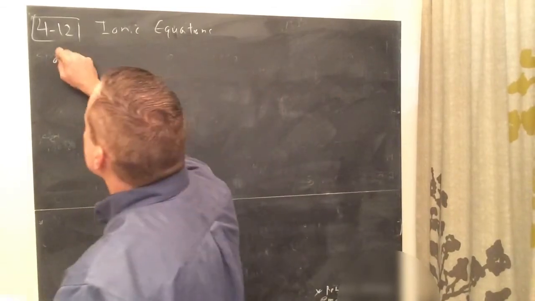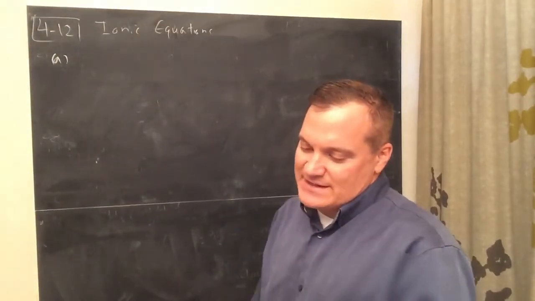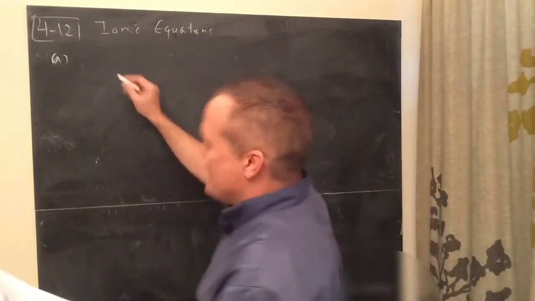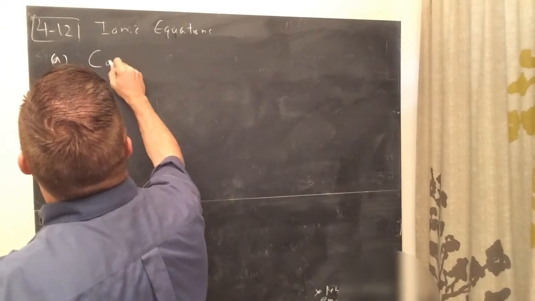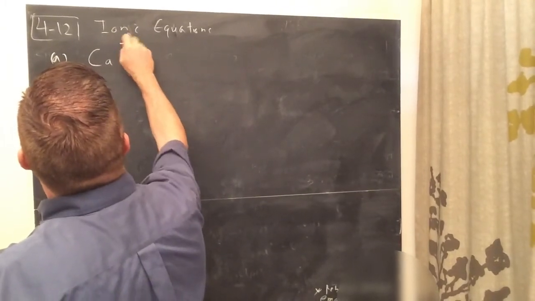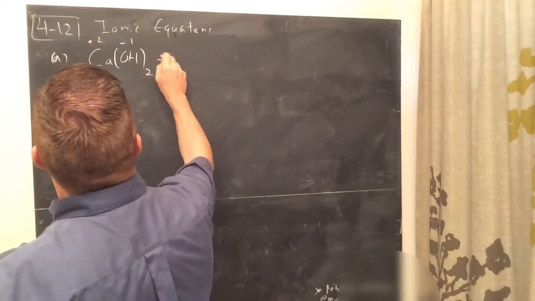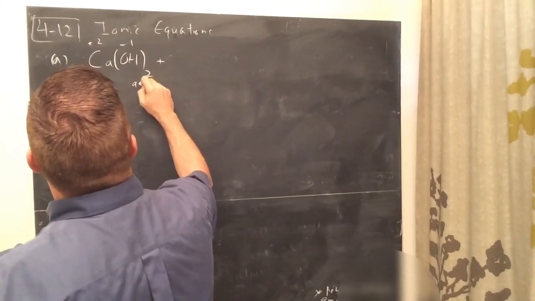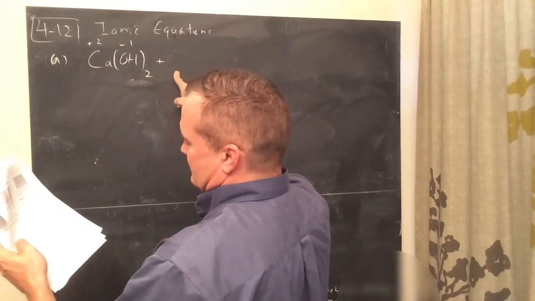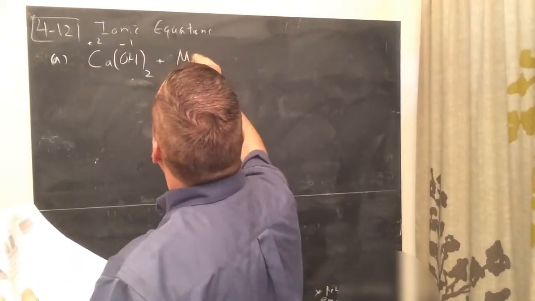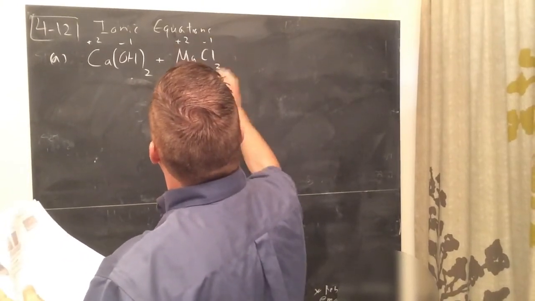Letter A. It says aqueous calcium hydroxide and aqueous magnesium chloride are combined. So aqueous calcium hydroxide. You're going to write down Ca(OH)2, with OH -1 and Ca +2. Okay, aqueous calcium hydroxide. All right. Well, I'll come back to that in a minute. And aqueous magnesium chloride: chloride -1, magnesium +2, MgCl2.